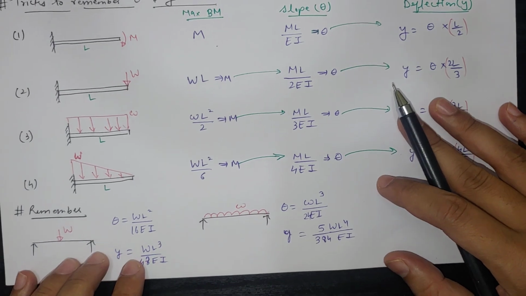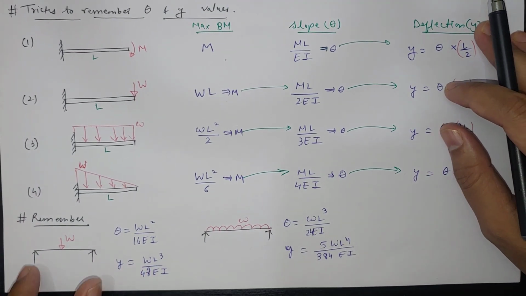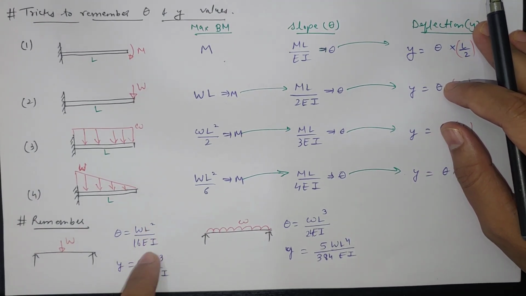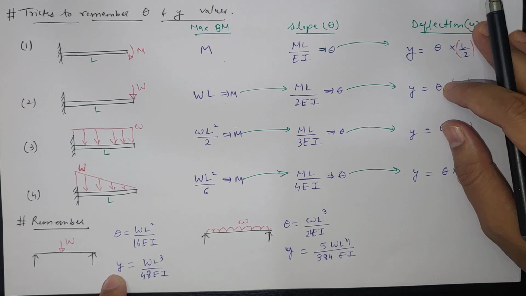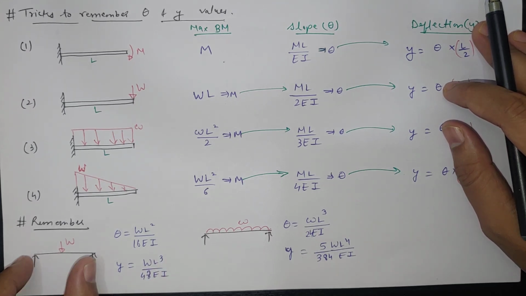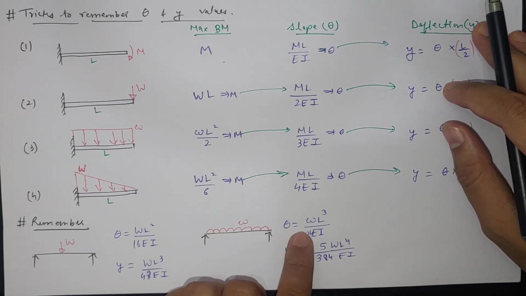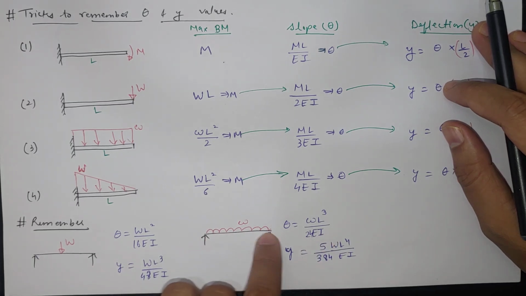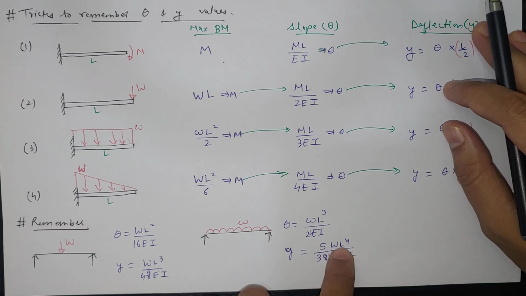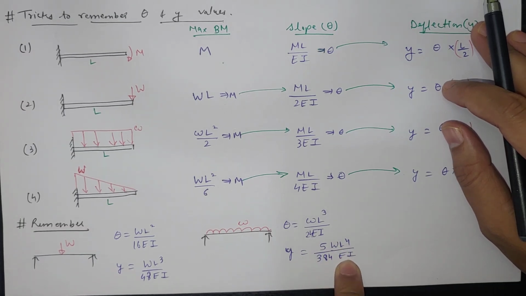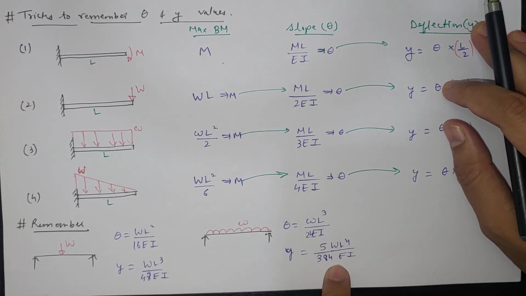And the other two cases that you have to remember, which are frequently asked: for a simply supported beam, you remember WL square by 16 EI, and deflection for this case is WL cube by 48 EI. So the slope is at end points and deflection is at center point. For this case also, slope will be WL cube by 24 EI at the end points, and deflection at the center point will be 5 by 384 WL raised to 4 divided by EI. So these four cases you directly remember.